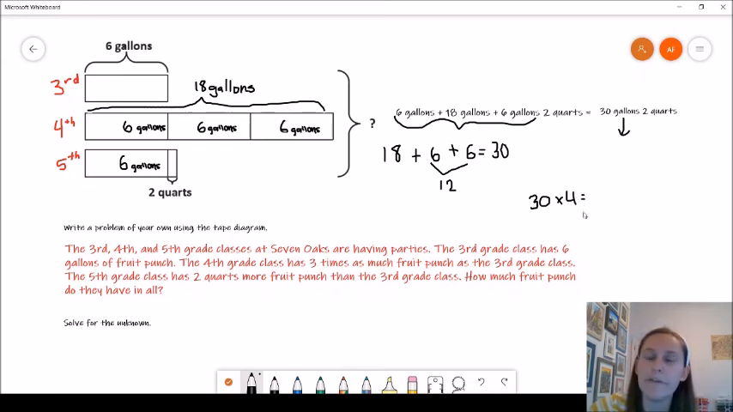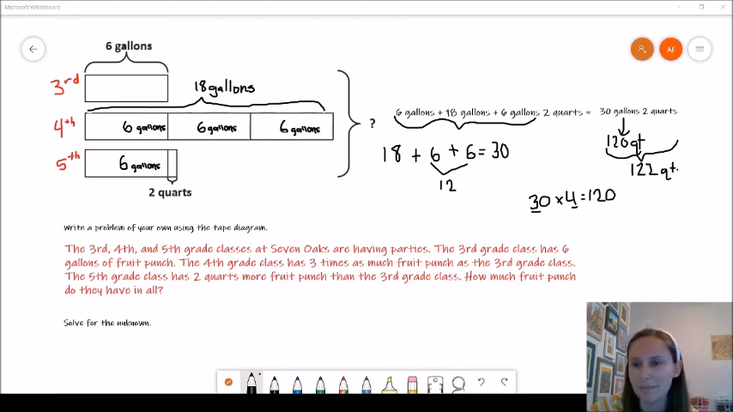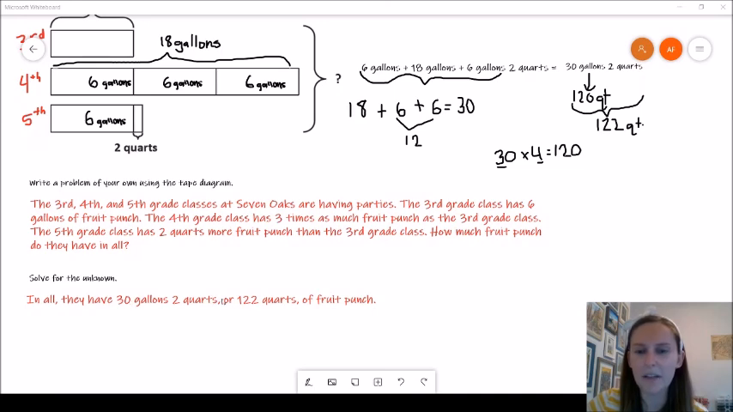So 30 equal groups of 4 quarts. I know that 3 times 4 is 12, so 30 times 4 would be 120. 30 gallons, therefore, would be 120 quarts. So if 30 gallons is 120 quarts and we already have 2 quarts, then that would be 122 quarts in all. So we could either say that in all we have 30 gallons, 2 quarts of fruit punch, or we could say we have 122 quarts of fruit punch. So in all, they have 30 gallons, 2 quarts, or 122 quarts of fruit punch.